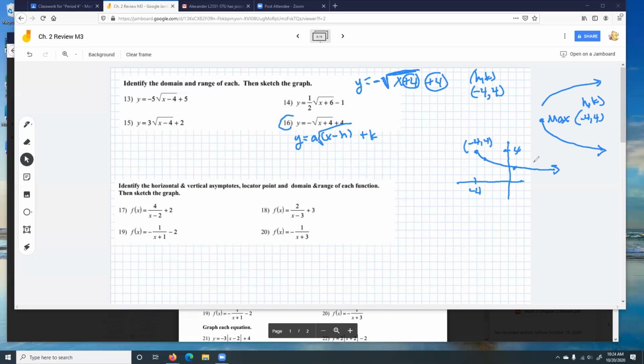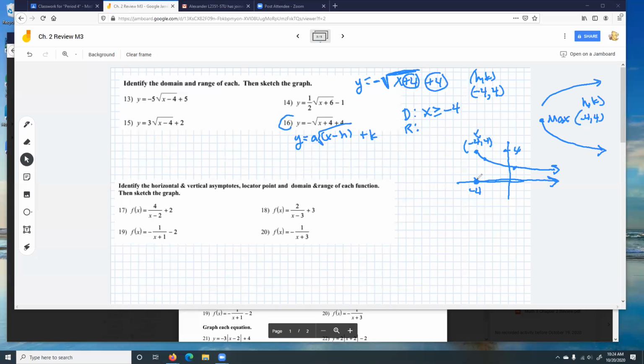So now we can do domain and range pretty easily because we have a graph. Your domain is from here to the right, right? So it's at -4, and you just look at the x value because the domain is the x value. So x is greater than or equal to -4.